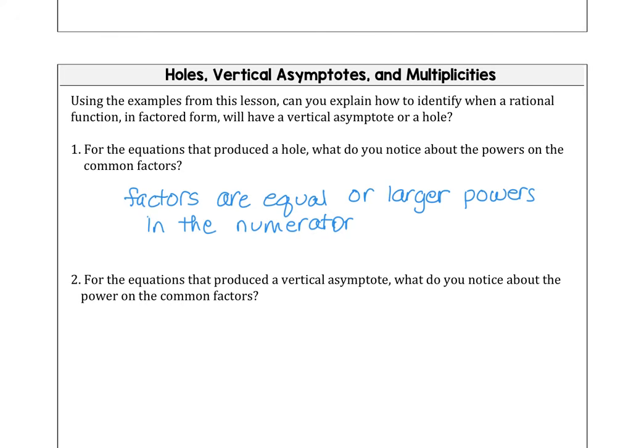And for the equations that produced a vertical asymptote, what did we notice about the power on the common factors? Well, we noticed that the factors were larger in the denominator. So you may see some multiple choice questions on the actual AP exam that ask you to do this without a calculator, and you would need to remember those rules from this lesson. This is part 1 of our lesson today.